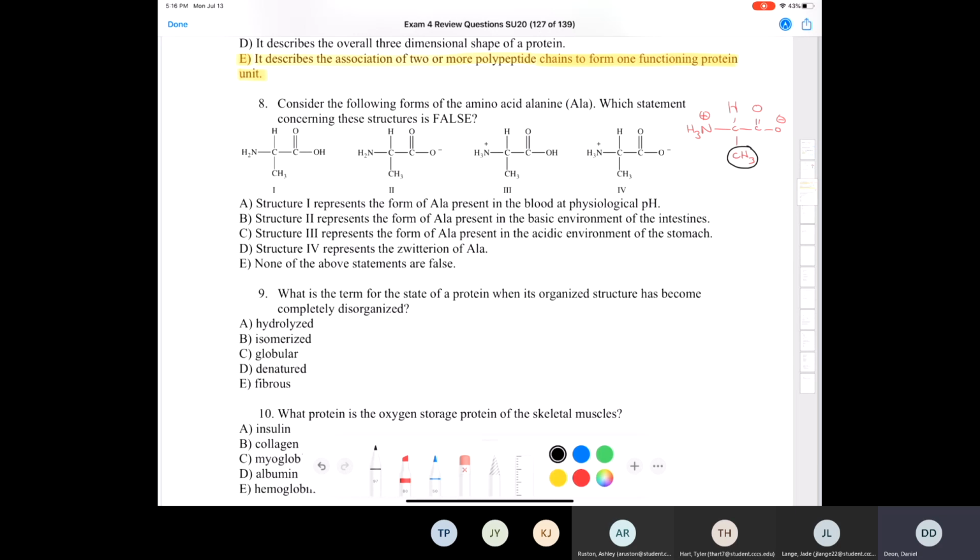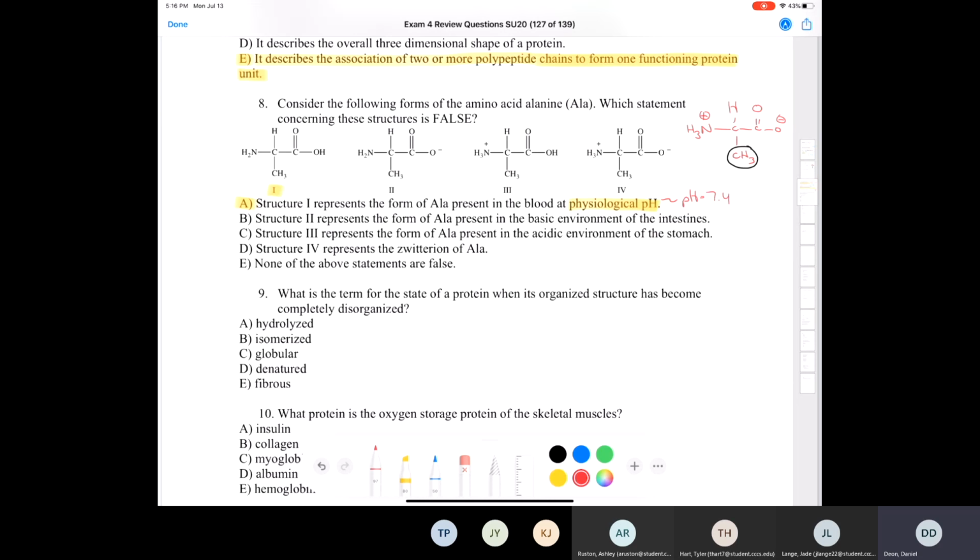Now, all of these structures are alanine, but they represent alanine at different pHs. It says here, which one of these is false? In A, it says that structure 1, so this structure here represents the form of alanine that would be present in the blood at physiological pH. This is actually false. This is not the form of alanine that would be present in the blood at physiological pH. Physiological pH is around 7.4.